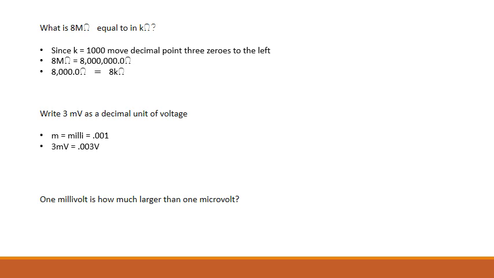Write 3 millivolts as a decimal unit of voltage. So m, that is small m, equals milli, which equals 0.001. So 3 millivolts is the same as 0.003 volts. What we have to do is multiply 3 by 0.001.